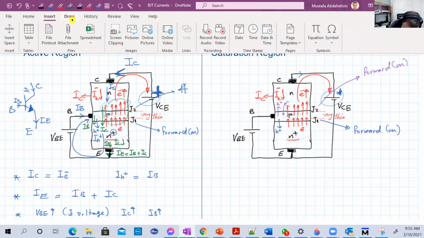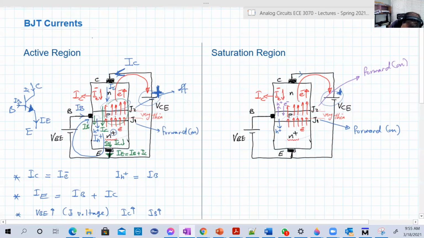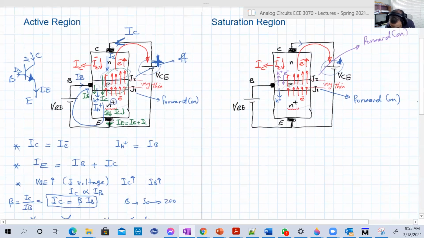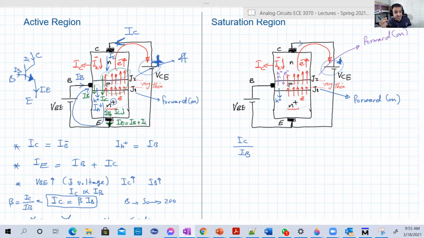So let's go back to the active region to show something. In the active region, we said that IC is equal to beta IB. So basically, beta equals IC over IB. The same relation. How about here? Let's examine this relation now. In the active region, this ratio is constant, equal to beta. Whenever we have an increase in IC, we will have the same increase with the same percentage in IB, so the ratio is basically constant. How about now in saturation?